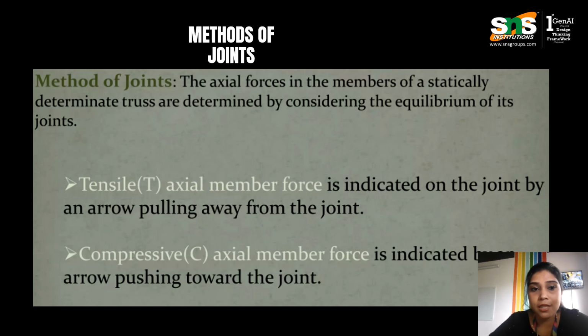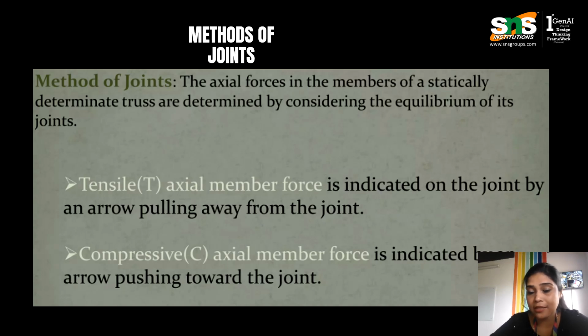So next is the method of joints. The axial forces in the members: mostly because of the centroidal axis, axial forces will be acting, and the axial forces in the members of a statically determinate truss are determined by considering the equilibrium of its joints. So what equilibrium can we consider? Tensile axial member force is one equilibrium.